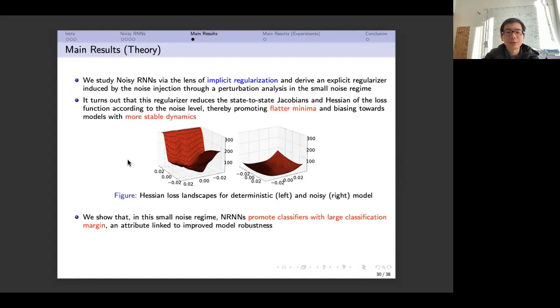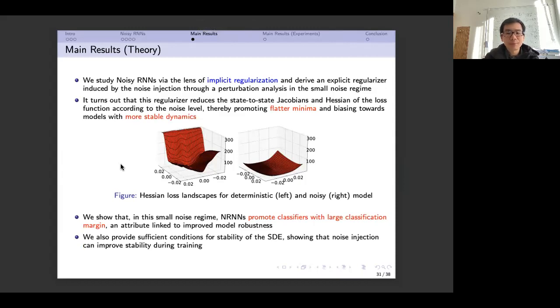Moreover, we show that in this small noise regime, noisy RNNs promote classifiers with large classification margin. This is an attribute which has been linked to improved model robustness. We also provide sufficient conditions for stability of the SDE, showing that noise injections can indeed improve stability during training.